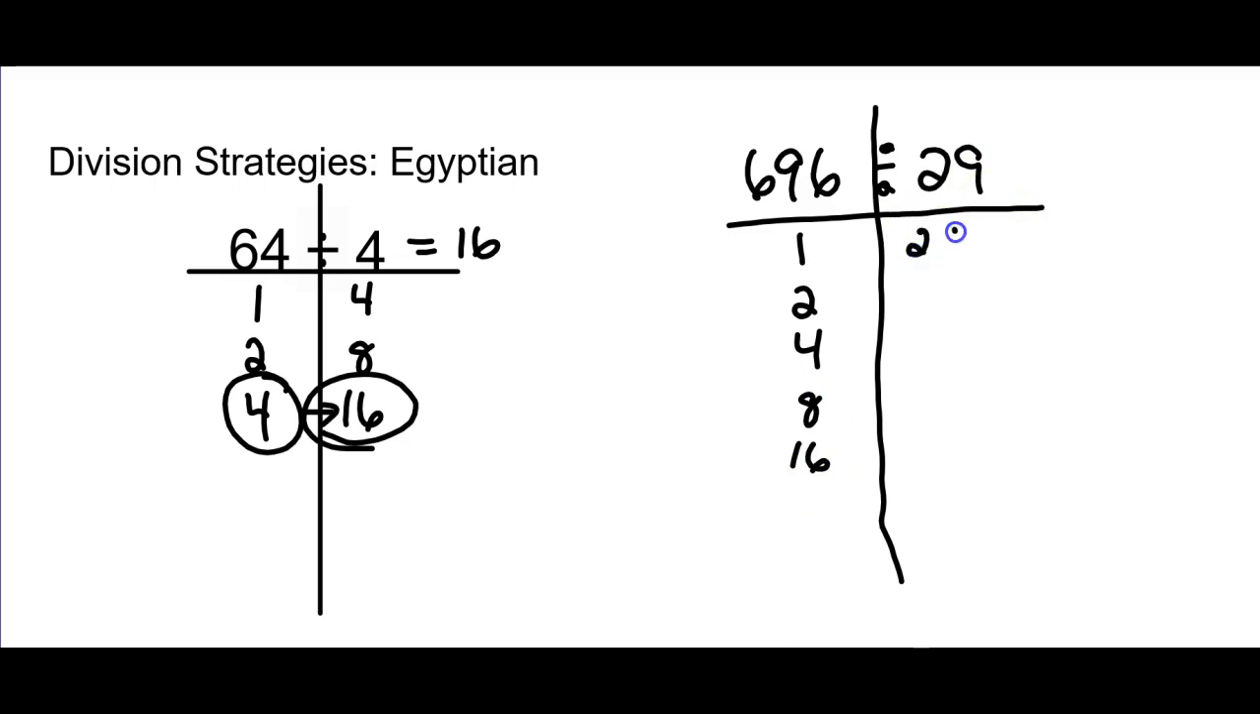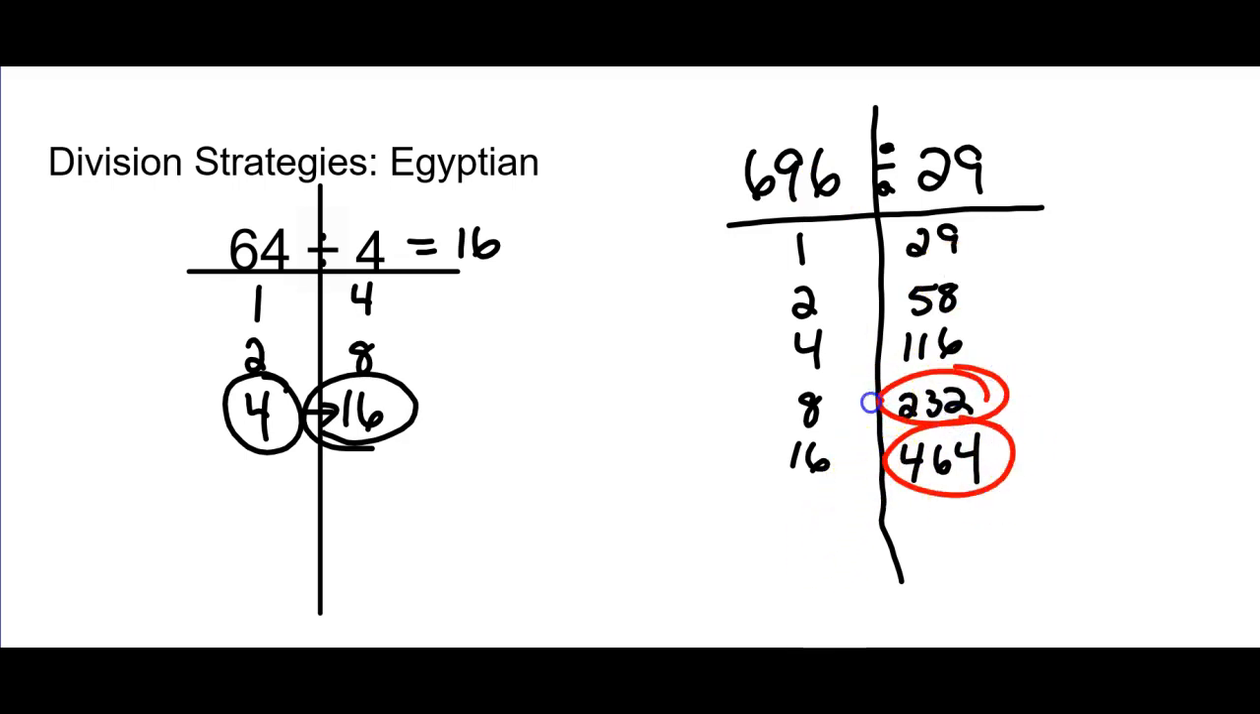Then on the right side, I'm going to write 29 underneath and start doubling it. So 29 doubled is going to give me 58, 116, 232, and then 464. And so what I want now is what numbers on the right will add up to 696 there on the left. So looking at this, this comes out to be pretty fast for me. If I add these two bottom ones right here, 232 and 464, they add up to 696. So this one and this one.